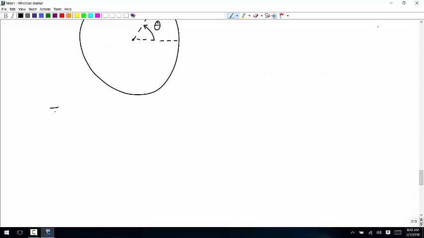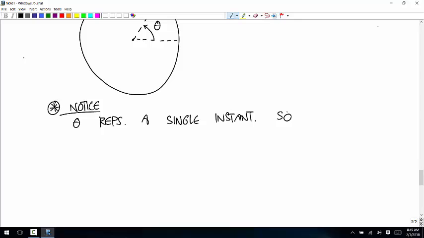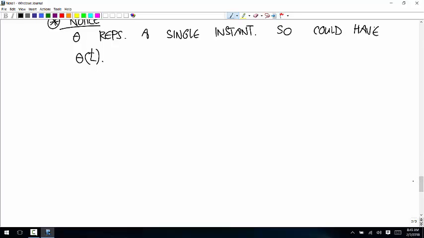So notice that this represents a single instant. So you could represent theta as a function of time. And then if you have theta as a function of time, you can take the time derivatives. So now angular velocity and angular acceleration are just defined in terms of those derivatives.